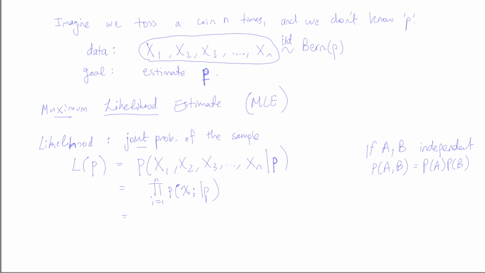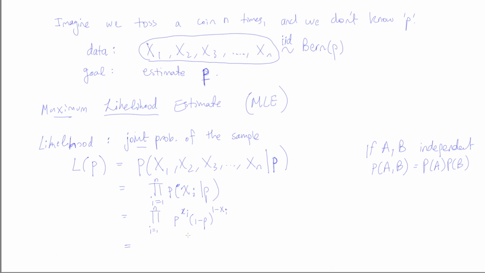Okay, well, what is the probability of xi given P? Well, each xi is a Bernoulli P, so this is going to be the product. Okay, what is a Bernoulli probability? It's P to the power of xi, 1 minus P to the power of 1 minus xi. So notice that these are actually dependent on the sample, right?